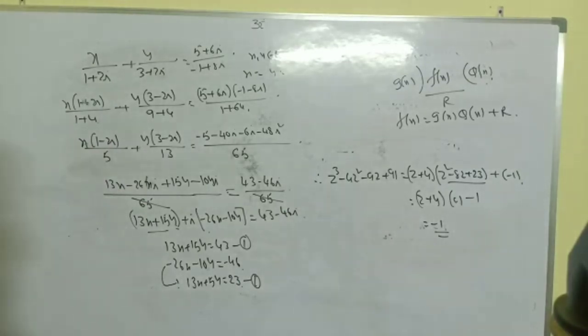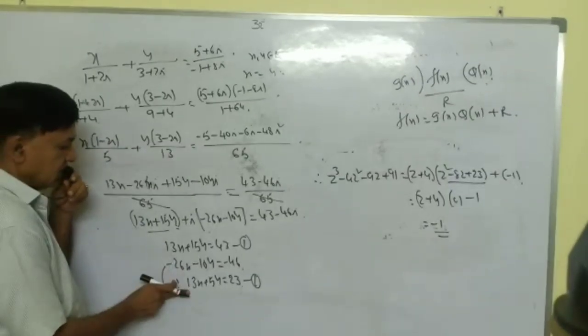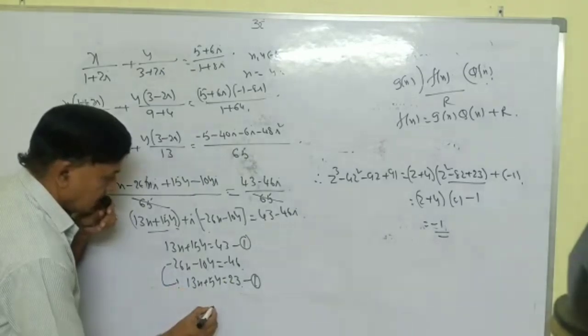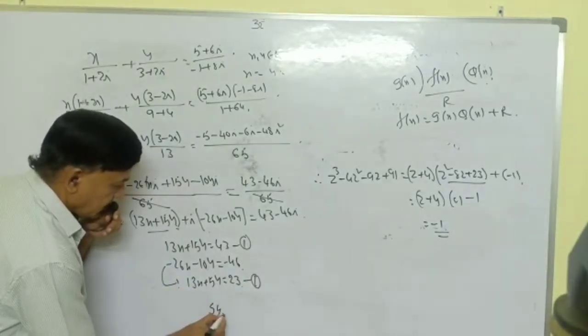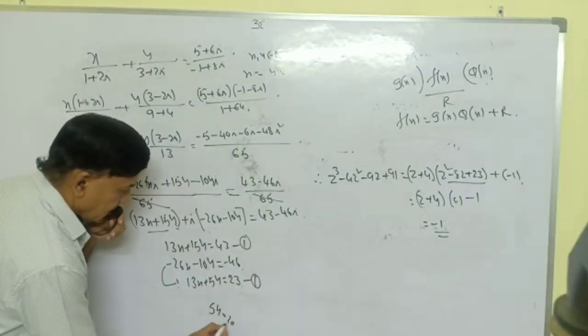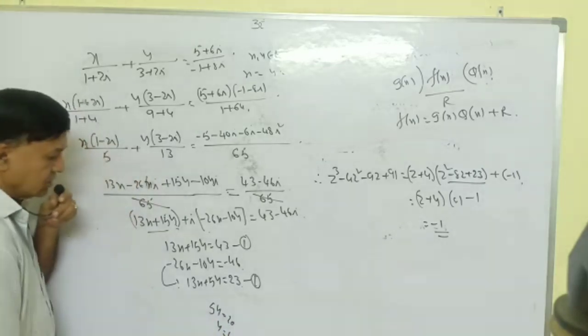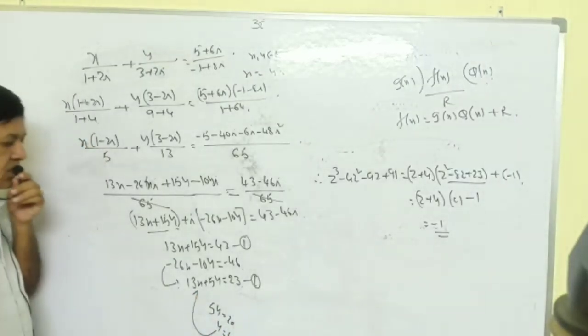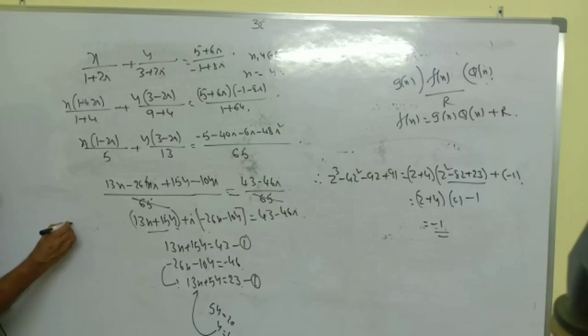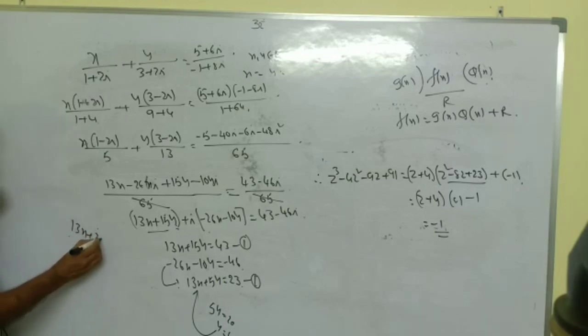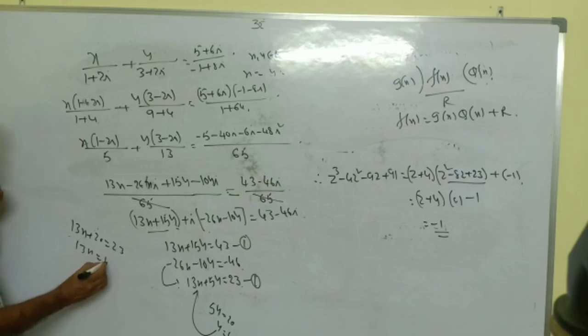Solve the two equations. You do this minus this. You will get 5y is equal to 20. Y is 4. Y is equal to 4, you put here. You will get x value. So 13x plus 20 is equal to 23. 13x is equal to 3. X is equal to 3 by 13 like this.